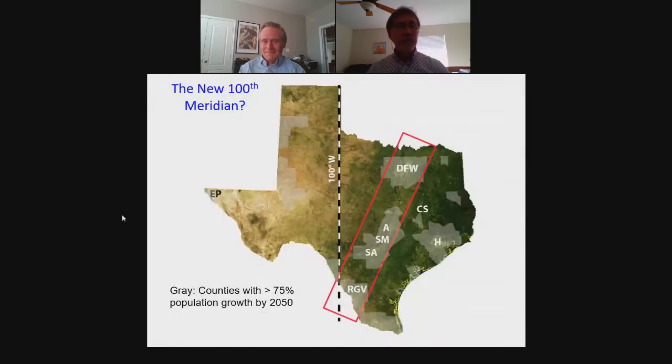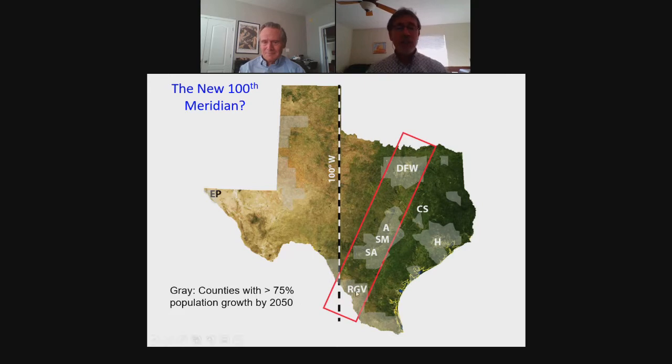Let's move on. So the 100th meridian was this phrase he coined, and we use it here. This is the title of our proposal we sent to the National Science Foundation to study this issue. And you can see here is the 100th meridian, right? There's that wet-dry boundary. And what you can see in shaded in gray here are counties with greater than 75% population growth projected to occur by mid-century, right?